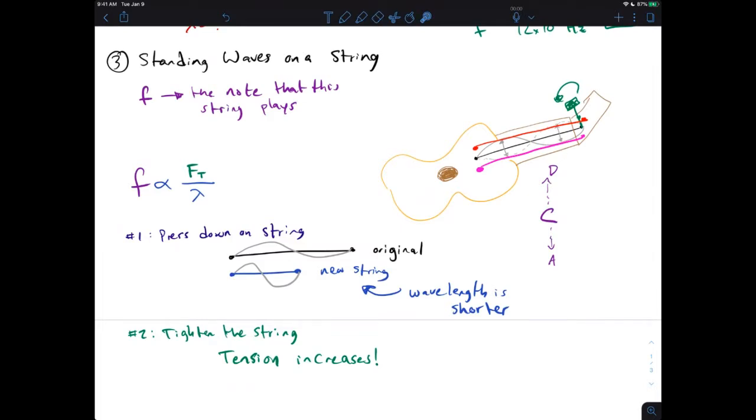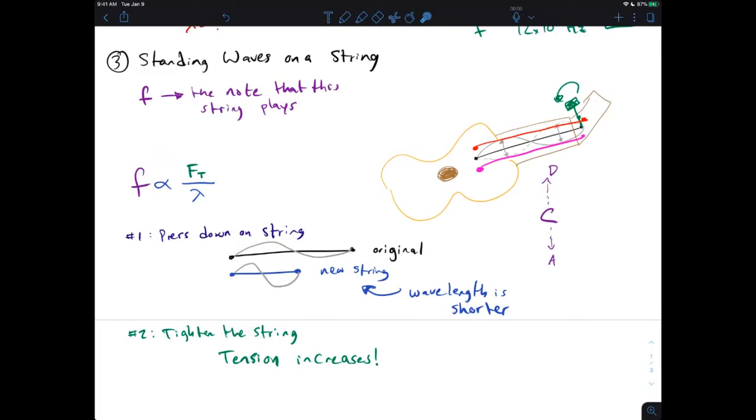So I have three strings. One plays a low note, a medium note, and a high note. Let's say they're all the same tension, so they're all tightened the same. How can this one play a very low note and this one play a very high note? If you've ever seen a guitar, what's the difference between these two strings?